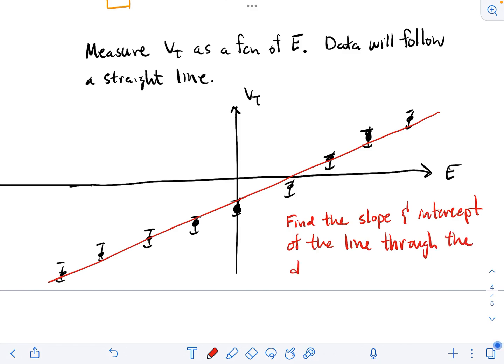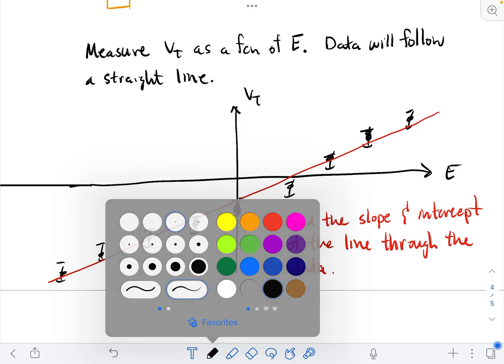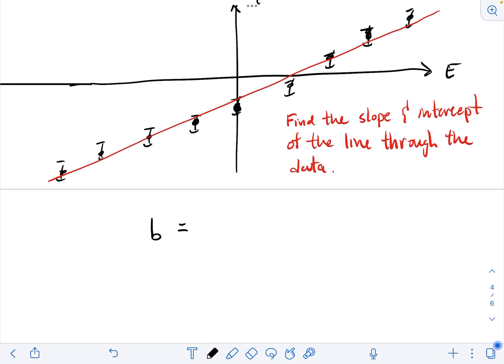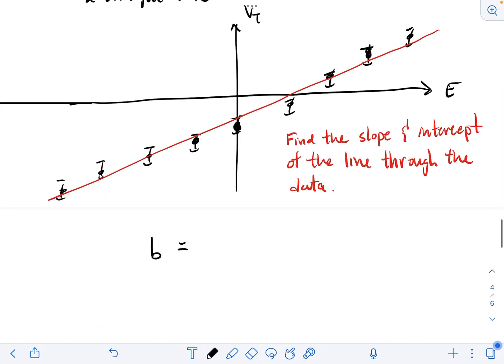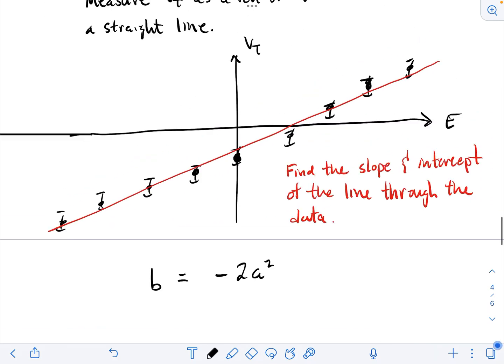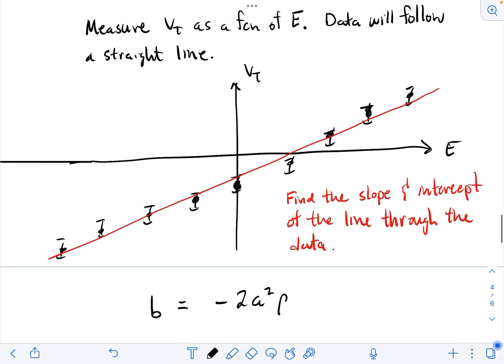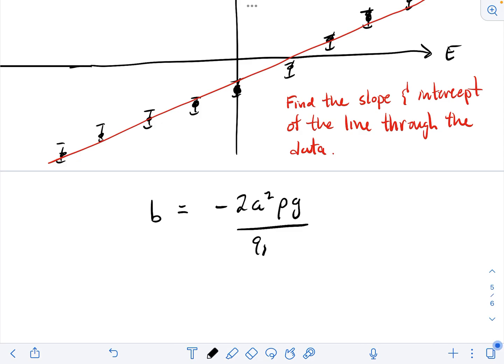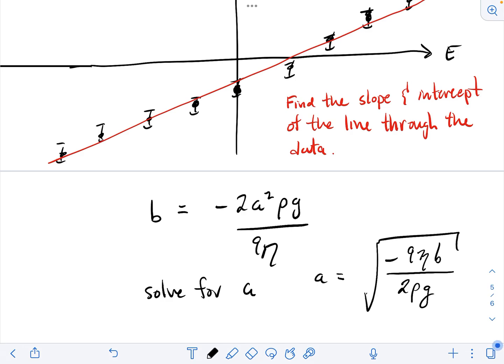The intercept, B, is equal to, as we know, minus 2a squared rho g over 9 eta. And so we can solve for a, and a is going to be equal to the square root of minus 9 eta b over 2 rho g. Again, our intercept is the free fall velocity, and it's negative, and so that means minus b is overall positive, and so we get some positive value for the radius.